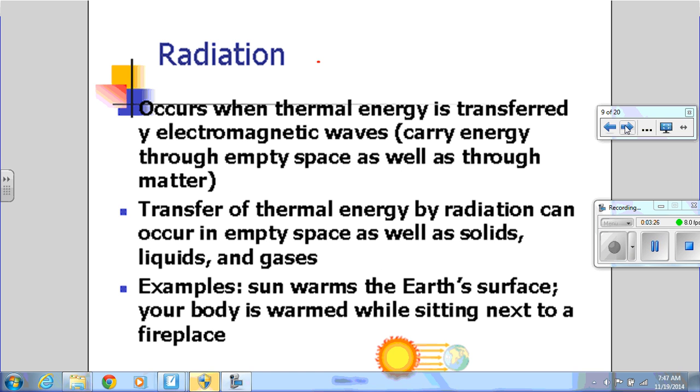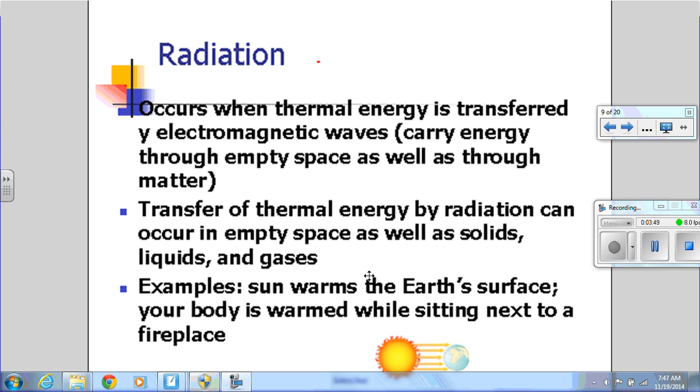Radiation is going to occur when heat is transferred by some special waves that we call electromagnetic waves. These are waves that can carry energy through empty space as well as through matter. We're going to have an individual lesson on these types of waves a little bit later in the year. But these are the special waves that make radiation possible.